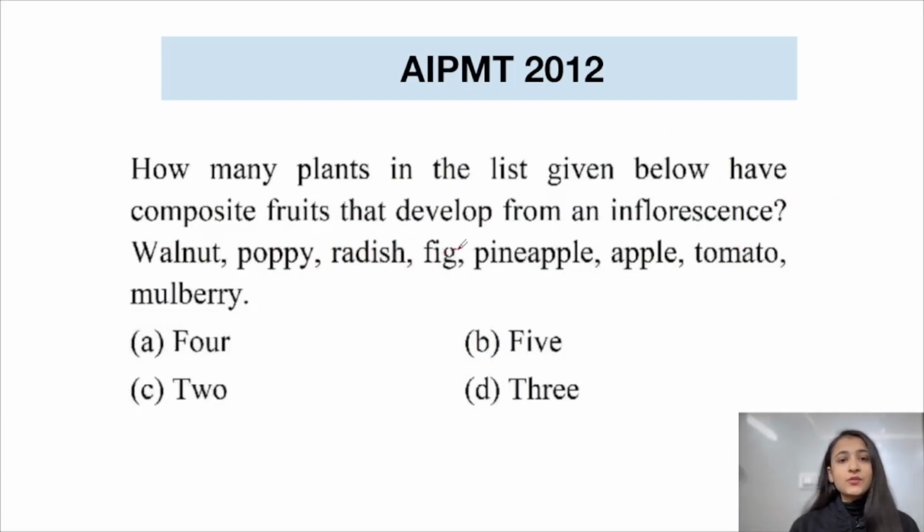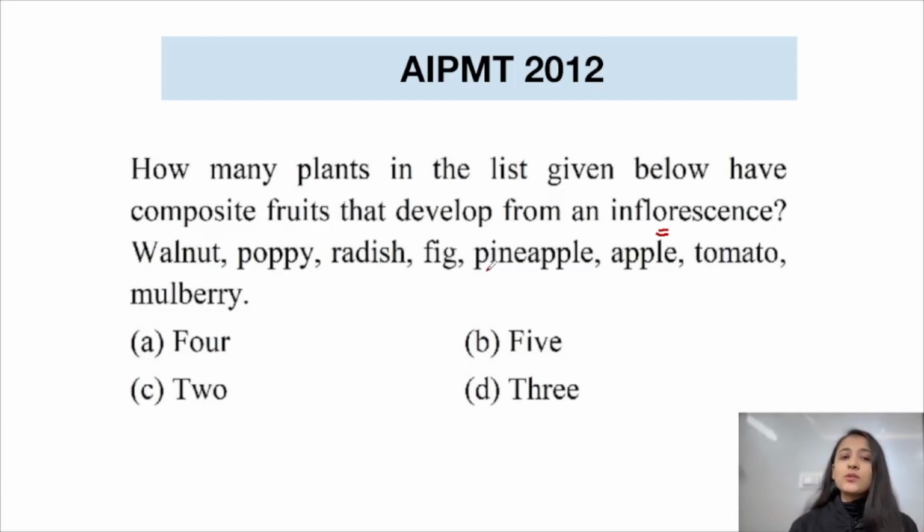So this question is from AIPMT 2012. It says, how many plants in the list given below have composite fruits that develop from an inflorescence? Walnut, poppy, radish, fig, pineapple, apple, tomato, or mulberry. So out of all these fruits, we have to identify which among the following are composite fruits which develop from an inflorescence. So what are composite fruits?